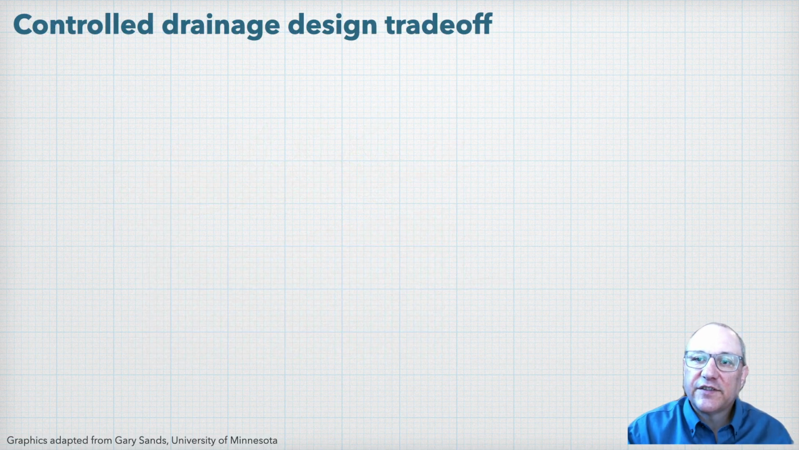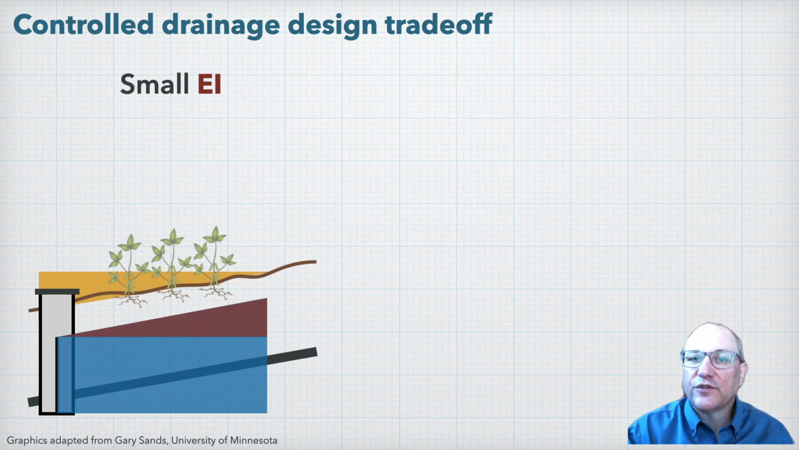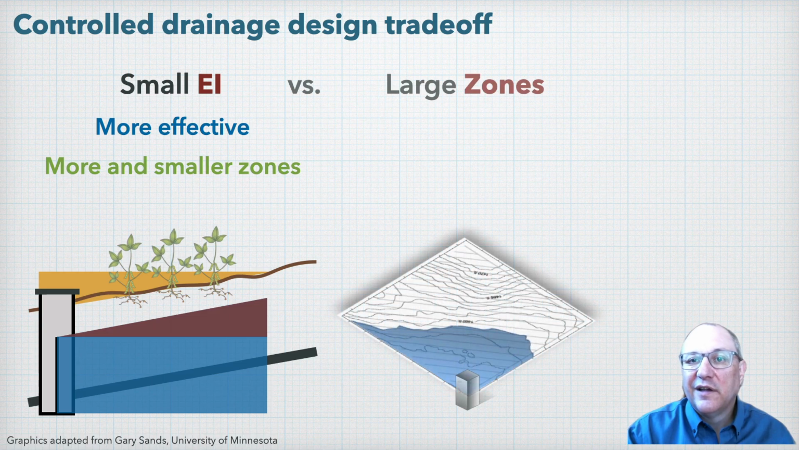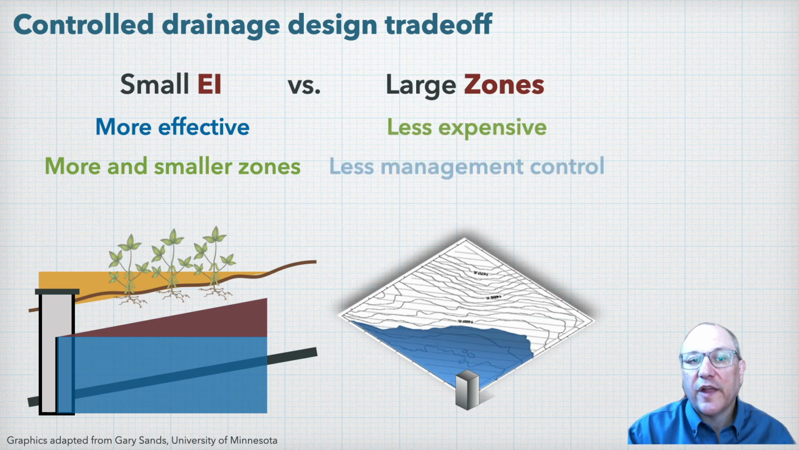This leads to the key design trade-off with controlled drainage design. A small zone elevation interval will be more effective with more management control, but it will mean more and smaller water management zones. Whereas larger water management zones with a bigger zone elevation interval will be less expensive, but with less management control. Typically, the zone elevation interval decision is between 1 and 2 feet.